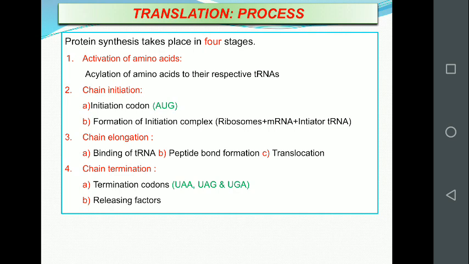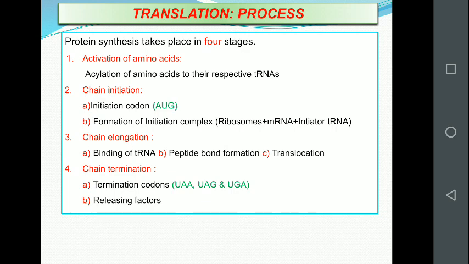Or esterified. That is the activation of amino acids. The amino acid must be activated or attached to the tRNA molecule. This is also known as charging. The tRNA is charged by its amino acid. If there is no amino acid attached to a tRNA molecule, that tRNA molecule is called discharged or uncharged tRNA.